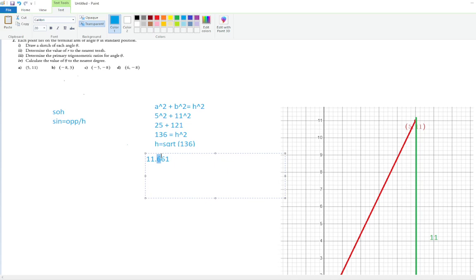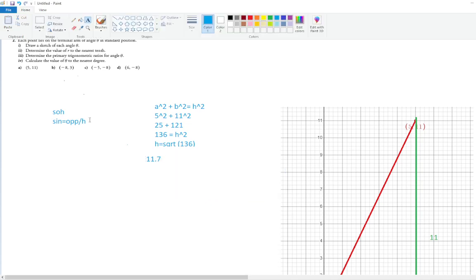So we have to take 3 digits because the nearest tenth is the first decimal. Oh, wait, that's the tenth. Sorry. So we have to look at the digit after that to see if it influences that. If the digit is 5 and up, this is rounded up. If the digit is 4 and down, this is left as is. But the number after it is a 6. So this gets rounded up to 7. So that means my hypotenuse is actually 11.7. And it should have been in red, but that's okay.